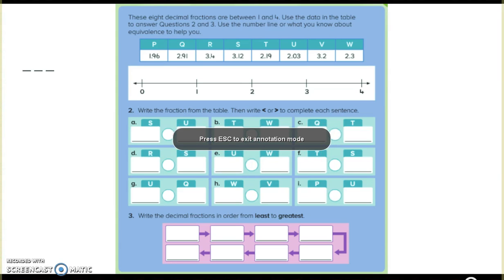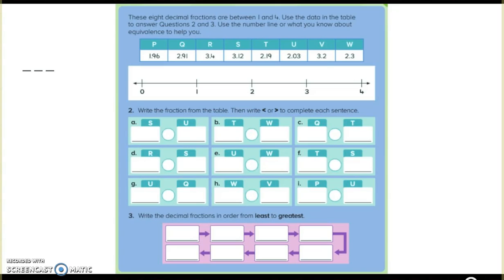On the second part of my step ahead here, it says these 8 decimal fractions are between 1 and 4. Use the data in the table to answer questions 2 and 3. Use the number line or what you know about equivalent fractions to help you. So you can either place these numbers on the number line, or you can use the place value method that we had talked about earlier.